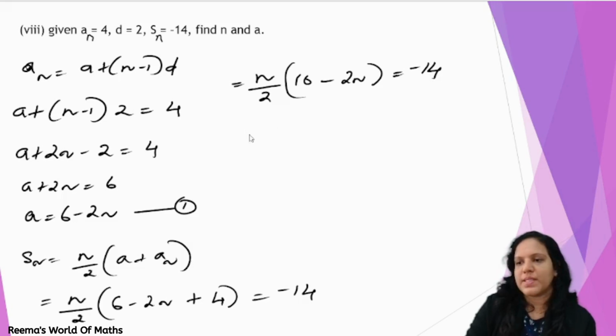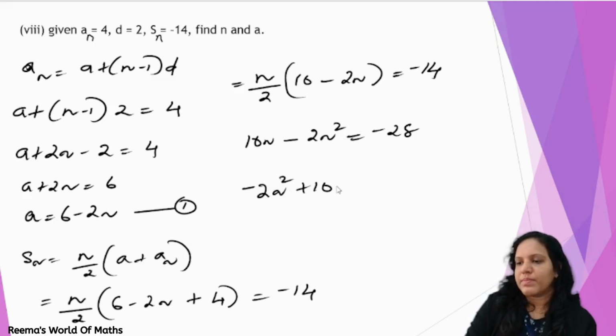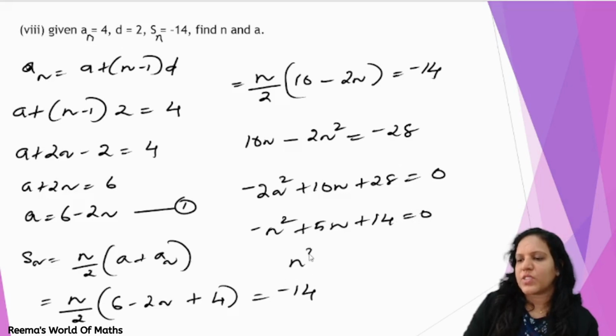So taking 2 to the other side, that is n times 10 minus 2n, and removing the bracket, 10n minus 2n squared equals minus 14 multiplied by 2, that will be minus 28. So now we can make an equation. That is minus 2n squared plus 10n plus 28 equals 0. This can be simplified by dividing by 2. So that is minus n squared plus 5n plus 14 equals 0. So we can write it as n squared minus 5n minus 14 equals 0.